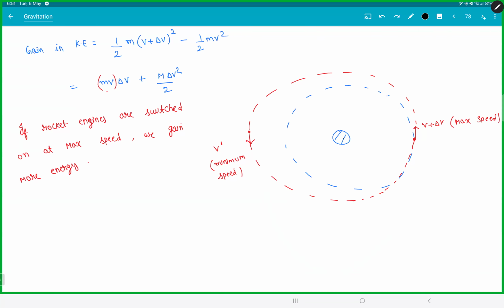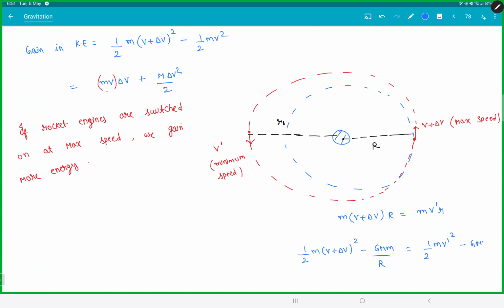So if you try to solve this for the first part, this distance was r. This distance is r1. So I can conserve angular momentum. This will be m into (v plus delta v) into r is equal to m into v dash into small r. And then energy conservation after the engine was switched on, half m (v plus delta v) whole square. This is the standard stuff. Minus G M m by r is equal to half m v dash square minus G M m by r1. So I can put that and I can solve.